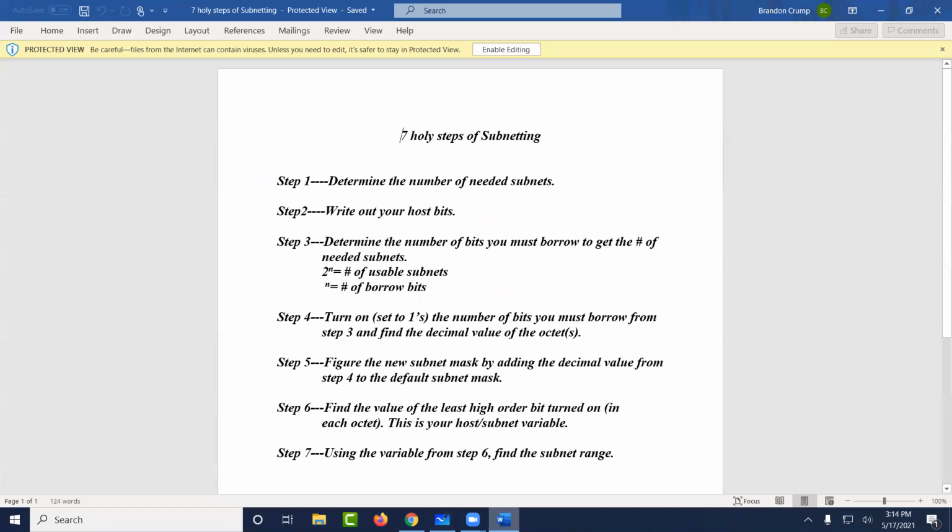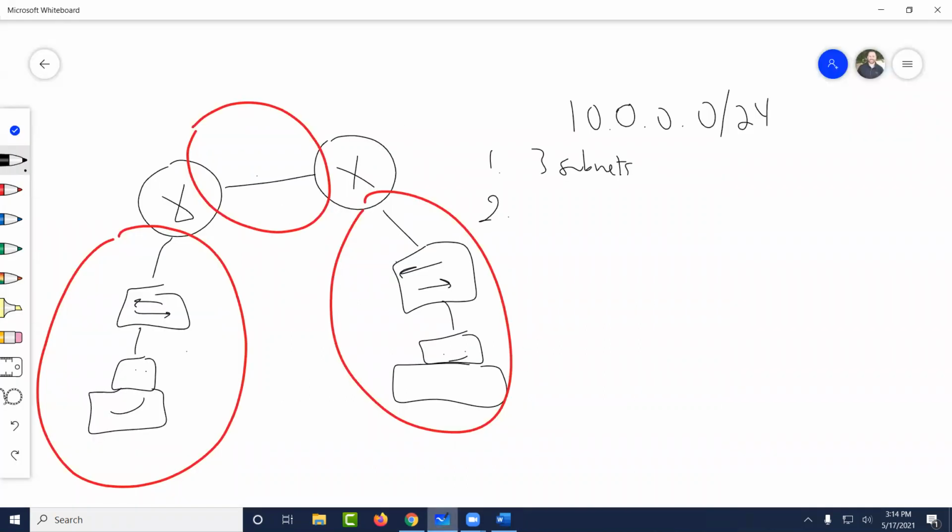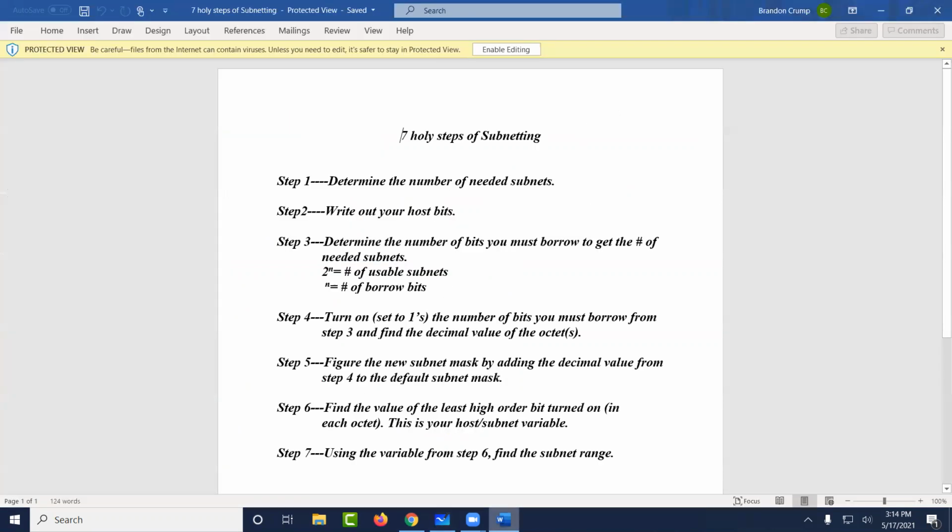Step 2 is write out your host bits. We have 8 host bits here, so we're going to write out 8 bits: 1, 2, 3, 4, 5, 6, 7, 8. Step 3, using our formula, and that formula is 2 to the n equals the number of usable subnets, and n is the number of bits you borrow.